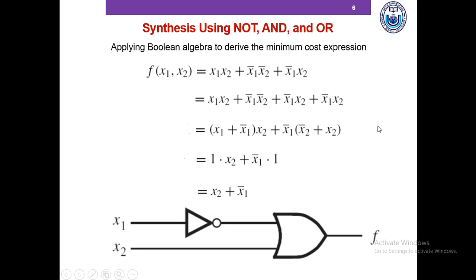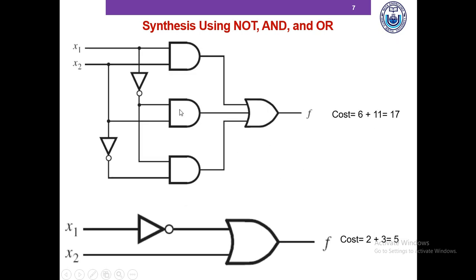If you do a cost comparison between the circuit that we derived earlier without applying Boolean algebra and the one with Boolean algebra applied, we see that there is a massive reduction in cost. The cost of the original circuit was 17. After applying Boolean algebra, the cost is much lower.